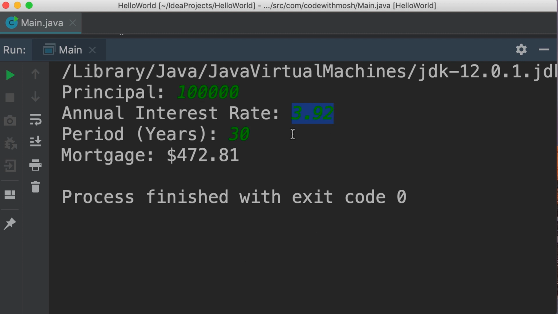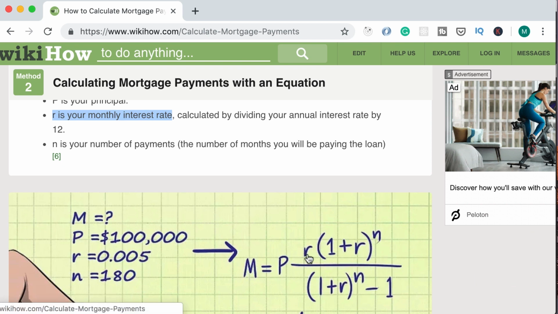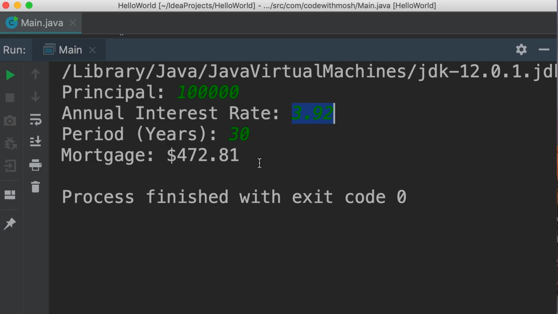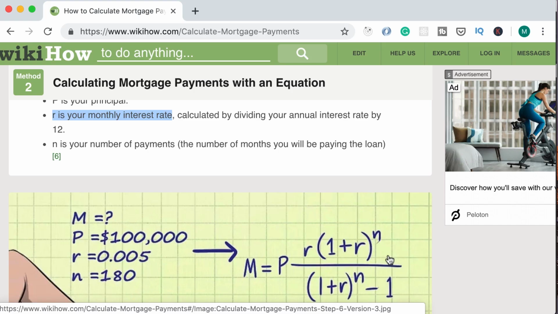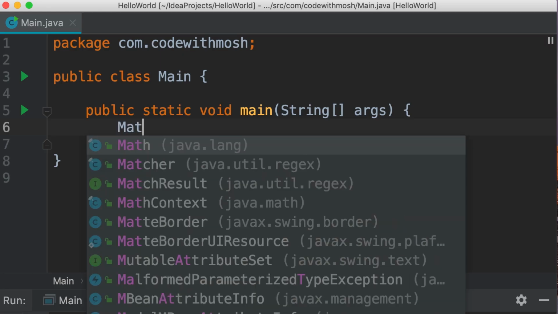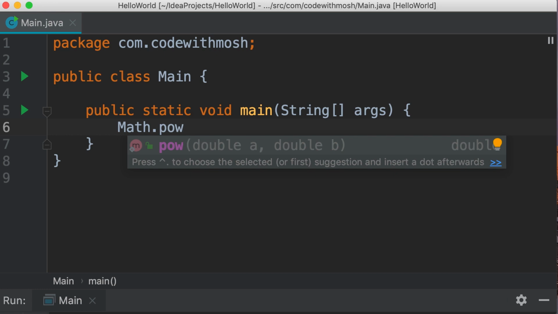Now we have this monthly interest rate. We need to multiply this by this expression. Here we need to add 1 to this interest rate and raise it to the power of n, where n is the number of payments. So we need to multiply this number by 12, or 12 months, to calculate the number of payments. Now, to raise this number to the power of n, you need to use the pow method of the Math class. So this Math class has this pow, or power, method that takes two arguments, or two values, a and b.